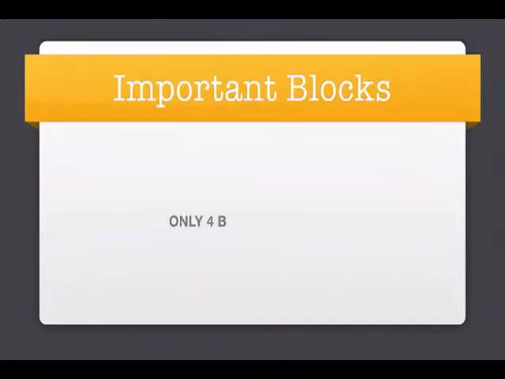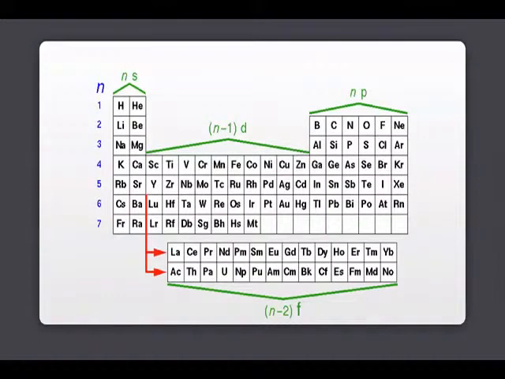There are only 4 blocks of elements to remember. The metallic block on the left side of the periodic table is called block S. The electronic structure is being labeled as Ns, with N standing for the energy level or number of shells. N increases the further down the periodic table. The electronic structure for group 1 is labeled as Ns1. The electronic structure for group 2 is Ns2.